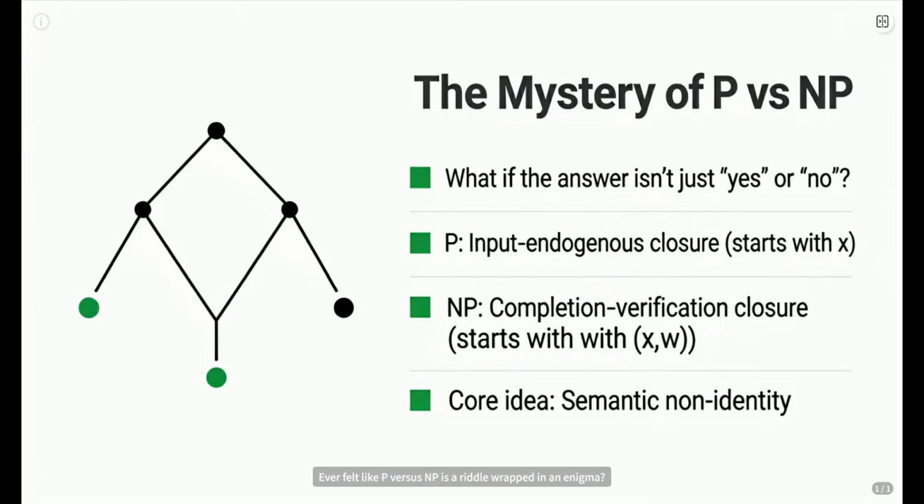Ever felt like P versus NP is a riddle wrapped in an enigma? Forget the usual suspects for a second. What if the real question isn't just can we find it quickly, but what is the thing we're looking at fundamentally? This isn't your grandma's complexity theory. We're diving into the semantic guts of it all.